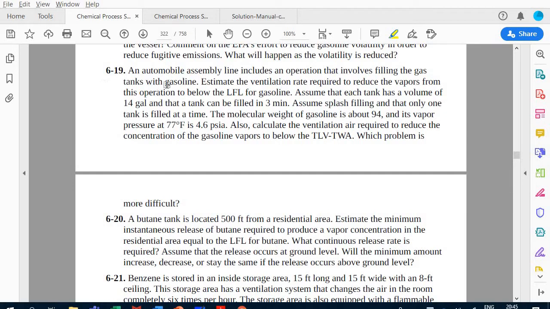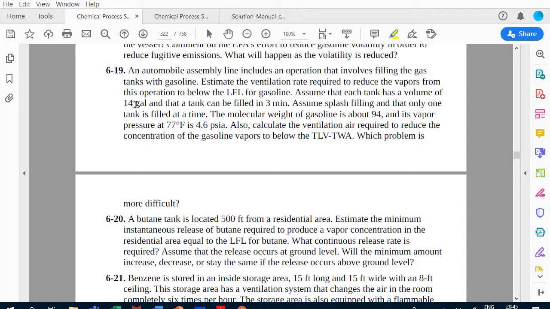So 6-19, we have an automobile, a car, assembly line. It says the assembly line for a car includes an operation that involves filling the gas tanks with gasoline. Estimate the ventilation rate required to reduce the vapors from this operation below the lower flammability limit for gasoline. Why? Because we are filling in some gasoline, and since we are in a closed area, it's a big area of an assembly line, but still it's a closed area, so we need some kind of ventilation rate.